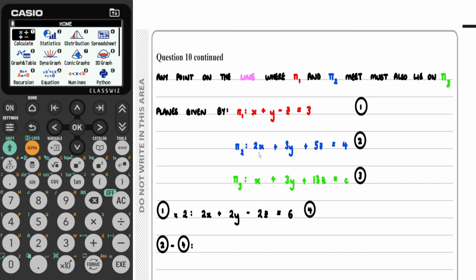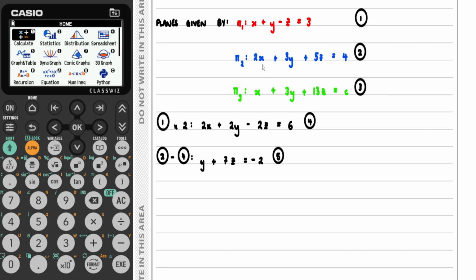So I've got 2x take away 2x, which is 0x. Then I've got 3y take away 2y, which is just y. Then I've got 5z take away negative 2z, that's 7z, and this is equal to 4 take away 6, which is negative 2. Let's call this equation 5.